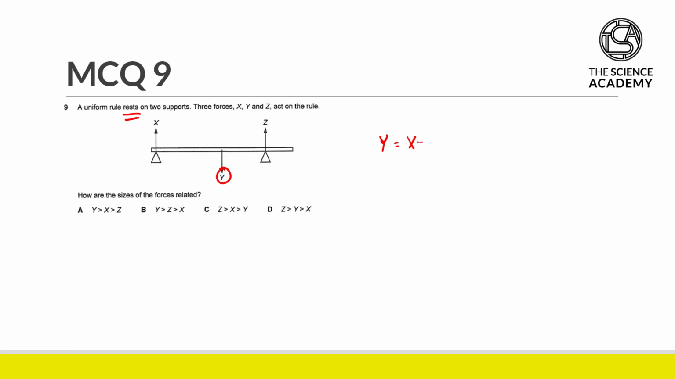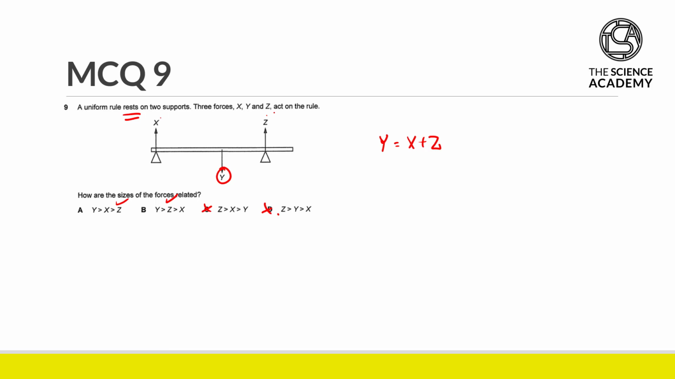So we have y, which is x plus z. Okay, so this means that my answer is either A or B. So C and D definitely are incorrect. So the next question that we want to ask ourselves is, which is larger, x or z?